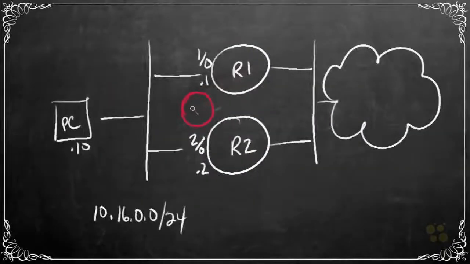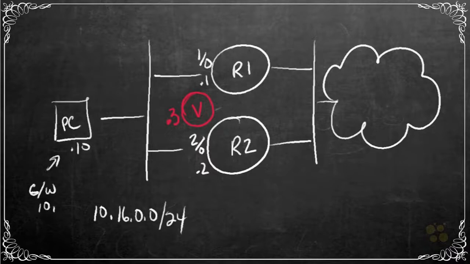So if this represents the virtual router, I'll just put a V there, we can assign an IP address for that virtual router. And let's give it, so .1's taken, .2's taken, let's give it .3. All right, so we give it the IP address of .3, and then we tell Bob's computer that for its default gateway, it should use 10.16.0.3.